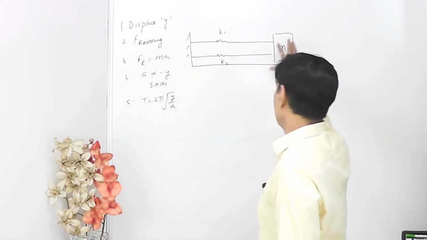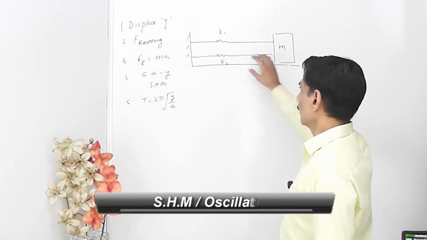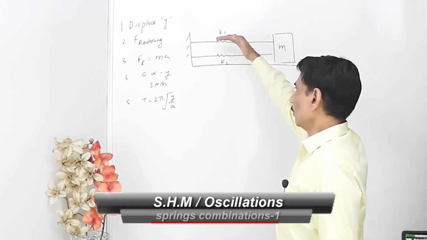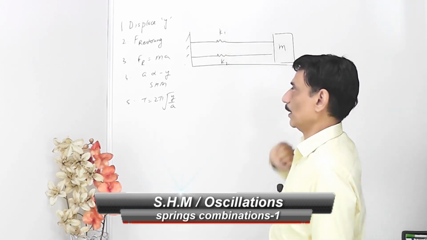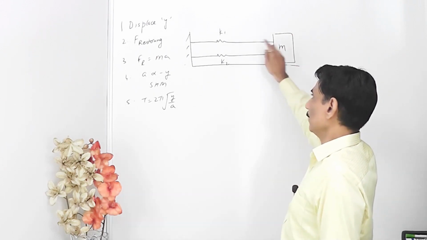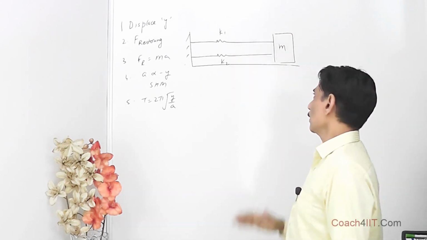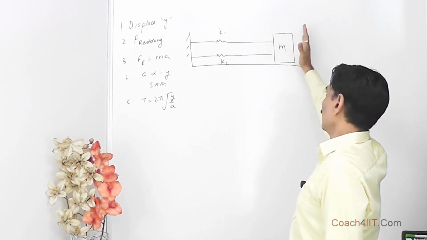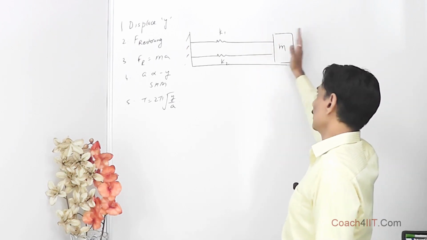We have a block of mass m on a horizontal frictionless surface, and these two springs are horizontally placed and at their natural length. Now they are not stretched or compressed, and over here there is a mass m, with k1 and k2 as spring constants. Now what we do is we pull it in this direction, then we release it. As a result, this starts oscillating.